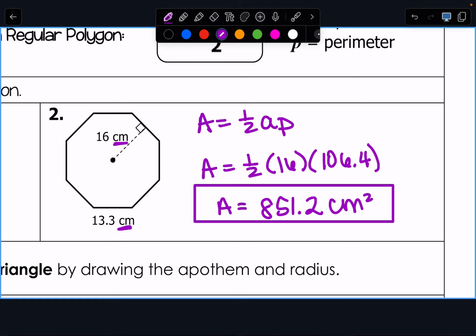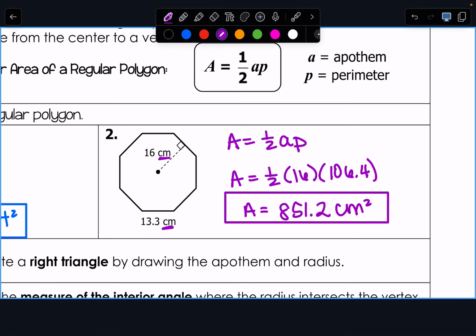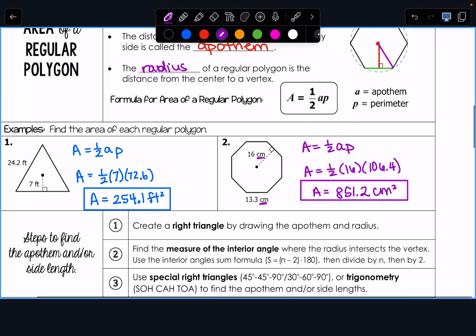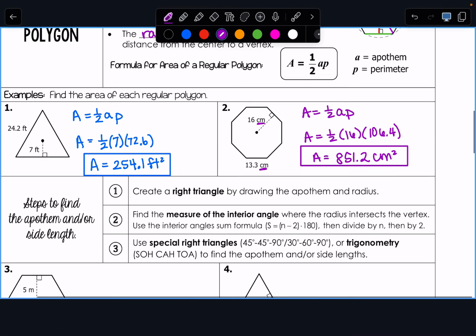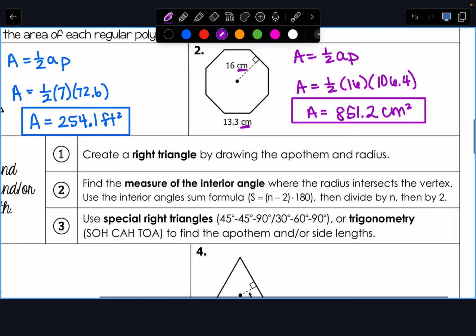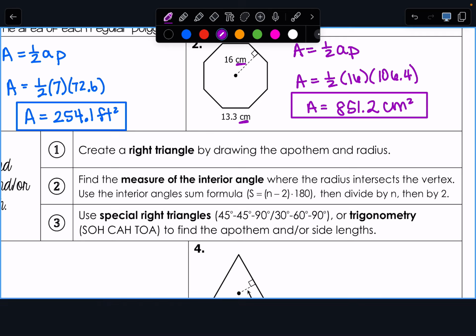Okay, now, guess what? It's not going to be super often that you're going to get the apothem and a side length just handed to you on a silver platter. Okay? So, it is possible that you're going to have to create a right triangle with the apothem and the radius to find a measurement. Aaron.